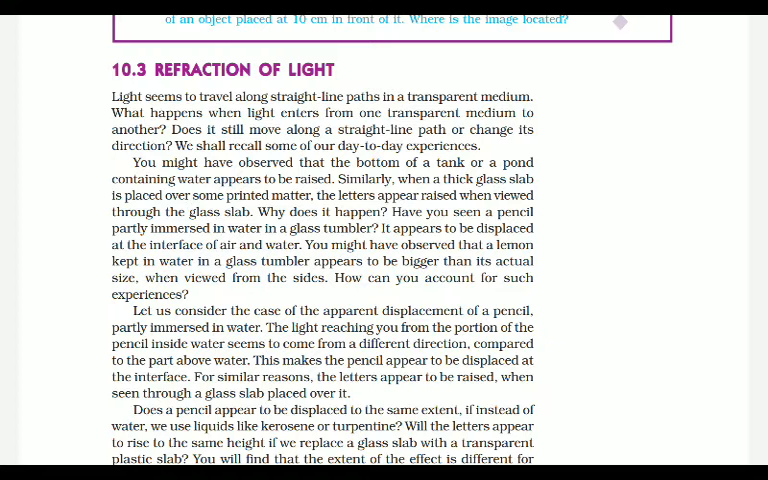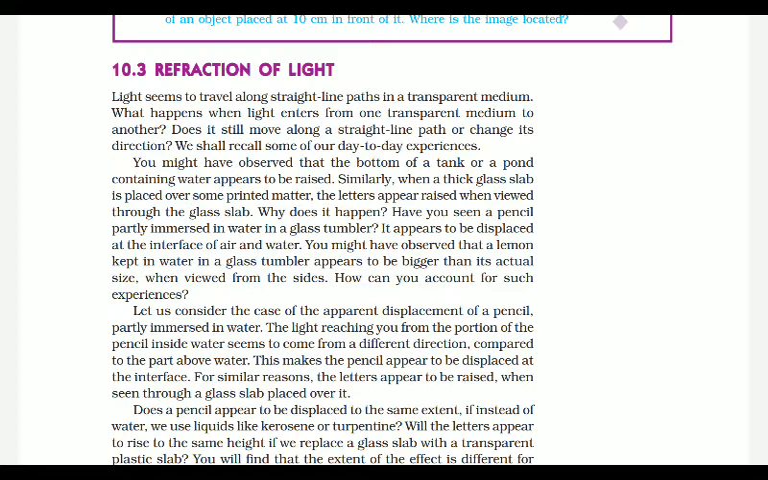Have you seen a pencil partially immersed in water in a glass tumbler? It appears to be displaced at the interface of air and water. You might also have observed that a lemon that you keep inside a water glass looks bigger than its actual size. So let us consider the case of the apparent displacement of a pencil partly immersed in water. The light reaching you from the portion of the pencil inside the water seems to come from a different direction compared to the part above the water. So this makes the pencil appear to be displaced at the interface.